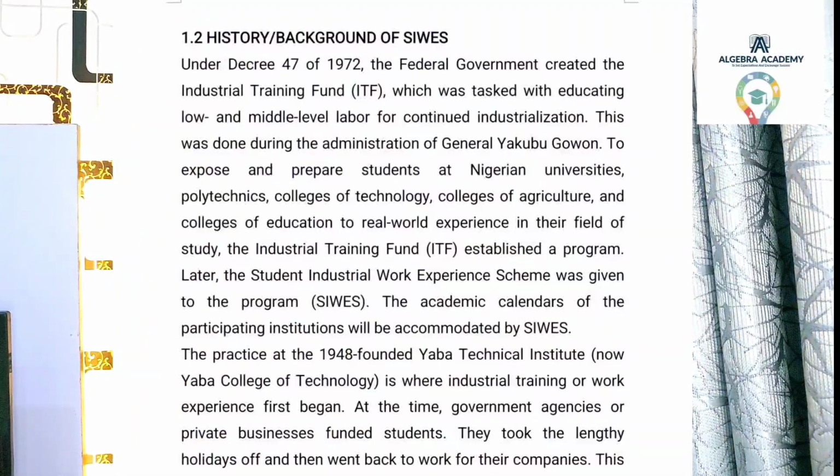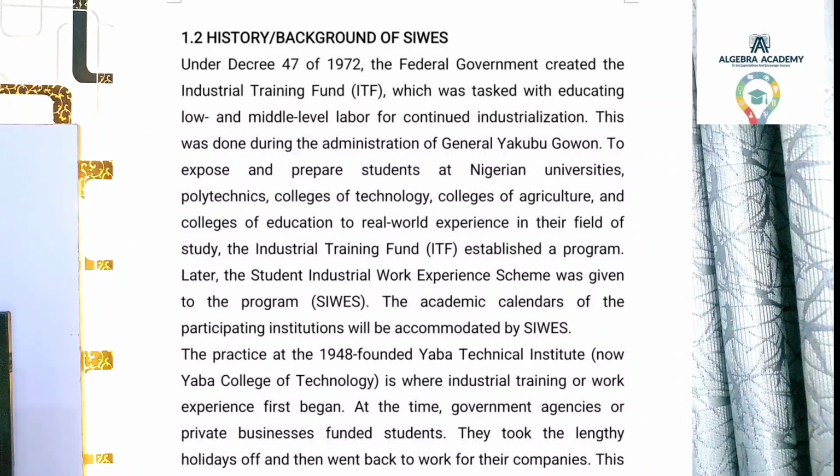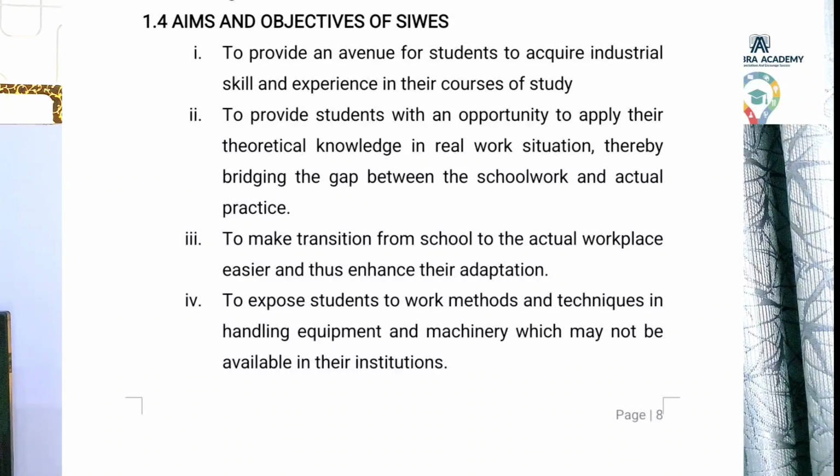So that's background of SIWES. You are talking about when SIWES was established, when it came on board. It will be the same thing for everybody, because the story will not change. The aims and objective too is the same thing. What is the aims and objective of SIWES? You can copy that anywhere. Everybody will write the same thing for chapter 1 generally. Now, chapter 2. Chapter 1 is not a big deal. That's just all about chapter 1.